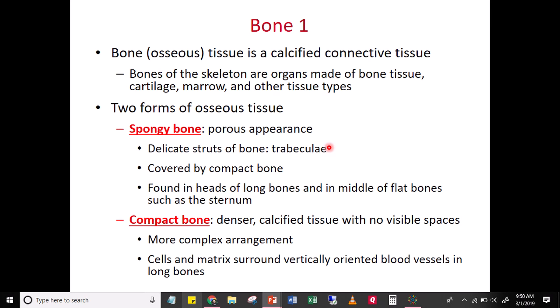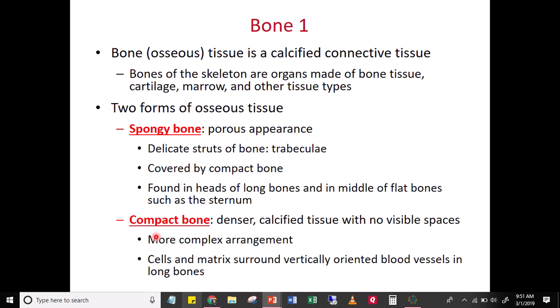Spongy bone tissue is going to be located in the middle of the bone. It should never be on the surface of the bone. On the surface of the bone, we have a protective layer called compact bone. Compact bone is very, very distinctive when we look at it on a photomicrograph. In the next couple of slides, I'll show you some photomicrographs. So the spongy bone tissue and the compact bone tissue are the two most common kinds of bone tissues.